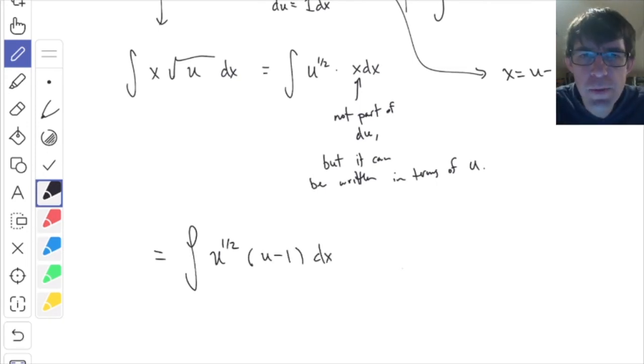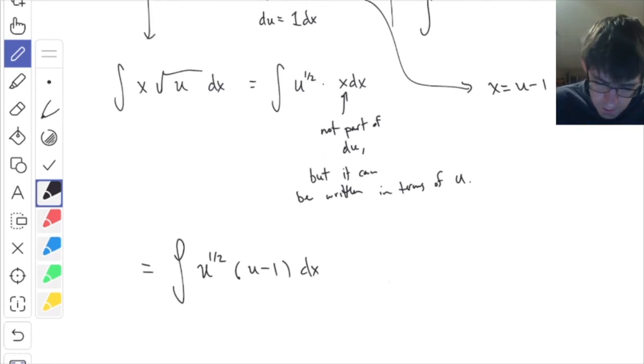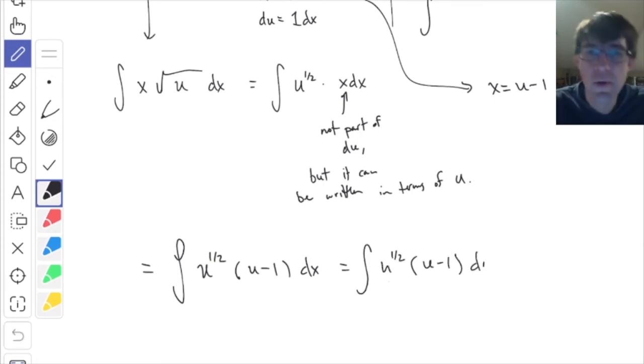What am I doing with the dx? Well, dx actually equals du in this case, right? It says up at the top there, du equals 1 dx. So this is integral u to the 1/2 u minus 1 du. And I have now substituted everything.